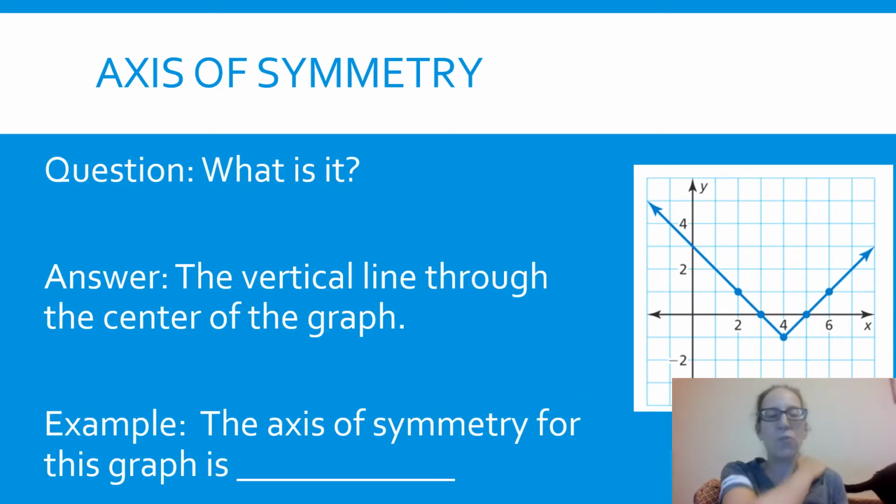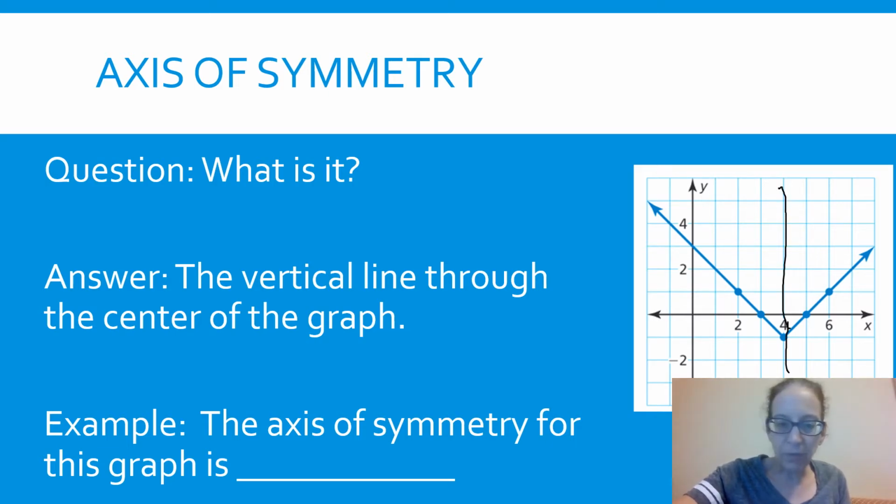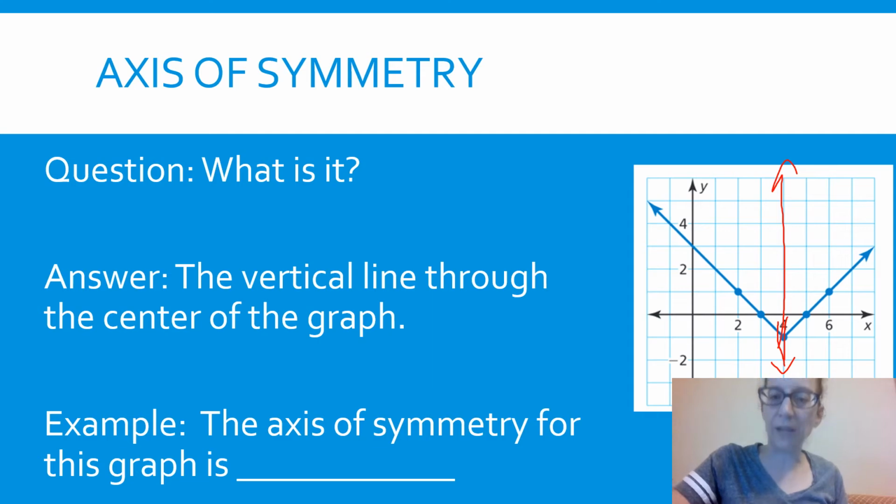All right, so axis of symmetry, question, what is it? Answer, it's the vertical line through the center of the graph where the absolute value function would be symmetrical. So to look at this example over here, the axis of symmetry is actually, oh, I wanted to change the color. I didn't want it to, yeah, there we go. The axis of symmetry would actually be that line right there. And I'll let you kind of digest that for a moment.